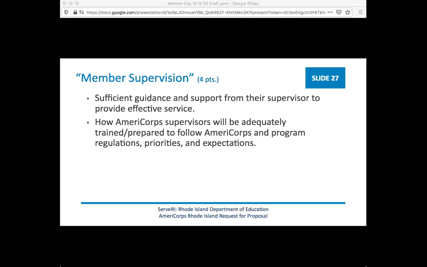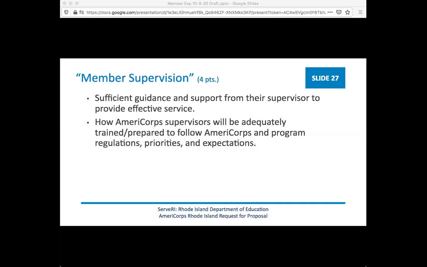So the next area is member supervision. Obviously, if you've got this training, this orientation, and you've got to be thinking about compliance, you're going to need some supervision. In the RFP, we really want to see that you are able to provide sufficient guidance and support, and how your AmeriCorps members will be adequately trained, and how your supervisors will be trained and be able to support them.